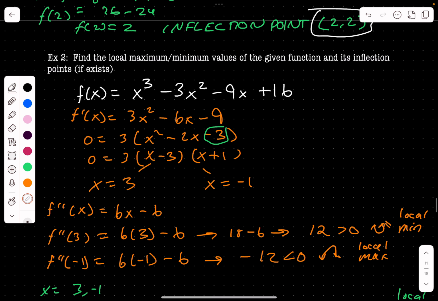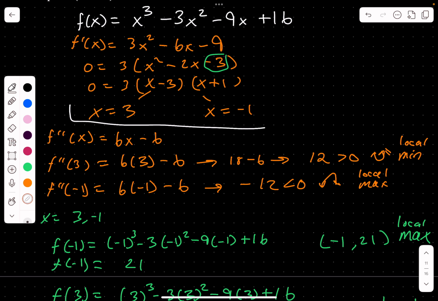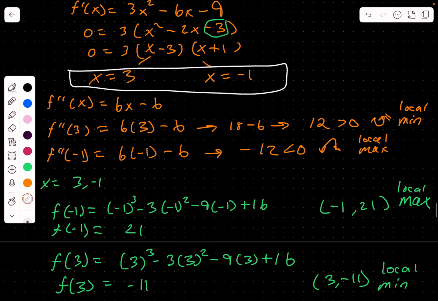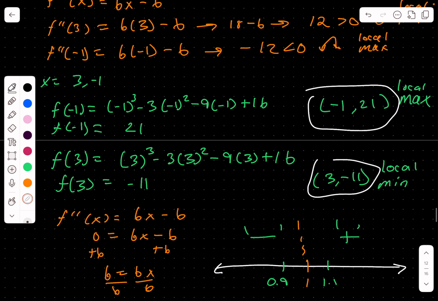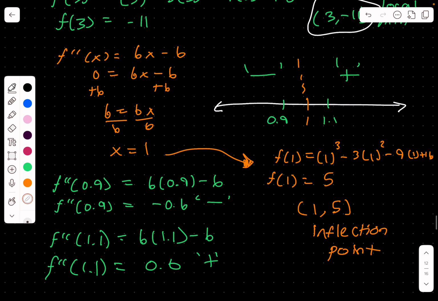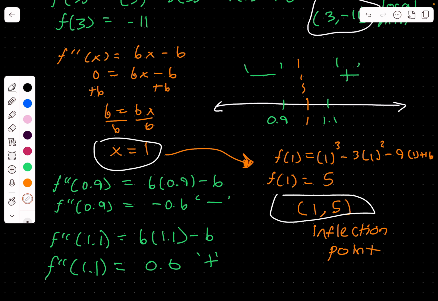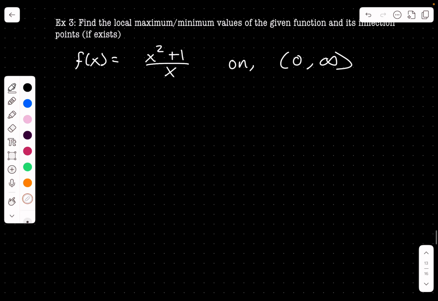Again, let's look back. These are our 2 critical points. We found their matching pairs. If you were asked to find the coordinates of your critical points, well, they're right here. And then when you're asked to find your inflection value or inflection point, you could list this or you can write the coordinate here. Now let's move on to example 3.